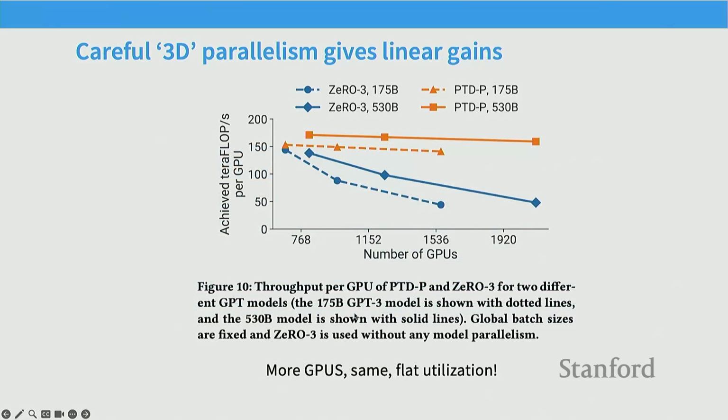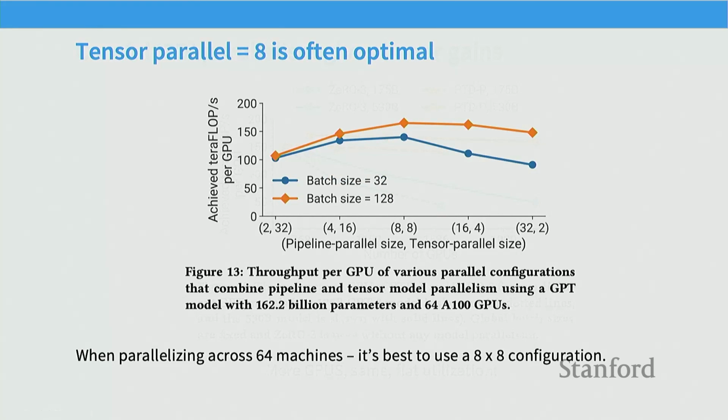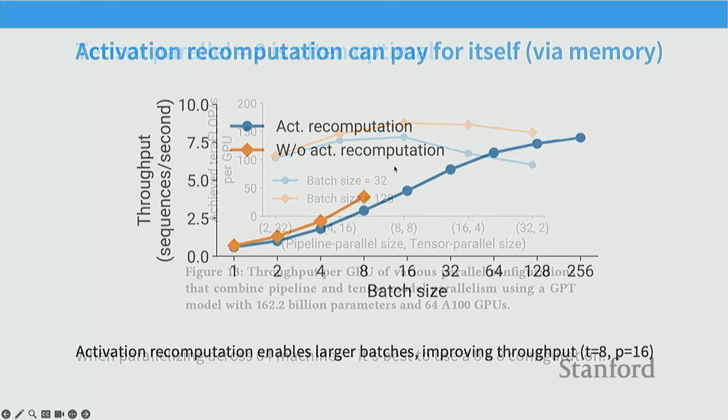Okay. So careful 3D parallelism is going to give you linear gains in aggregate flops. If you do careful 3D parallelism, you see very flat overall achieved flops per GPU, which gives you, if you add more GPUs, linear scaling in the total aggregate throughput. That's great. Tensor parallel 8 is often optimal. You see this is the pipeline parallel size, and the tensor parallel size going to 8, with a batch size of 128 is optimal. Even if you have a smaller batch size, tensor parallel size of 8 remains optimal.